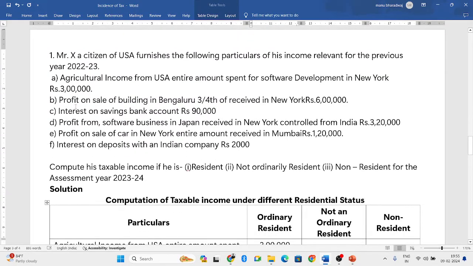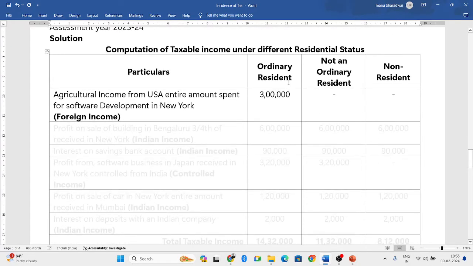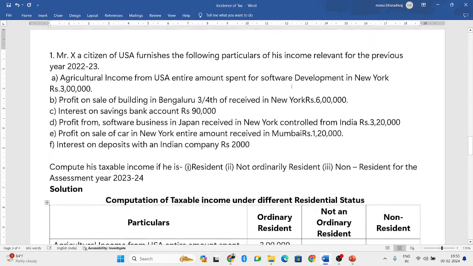Second point: profit on sale of building in Bangalore, 3/4 received in New York, 6 lakh rupees. So they have sold a building in Bangalore. Bangalore is in India. So where has the income arisen? Income has arisen in India, since the sale happened in India. 3/4 is received in New York, which means 1/4 is received in India. 3/4 is received in New York and 1/4 is received in India. But the income has arisen in India.